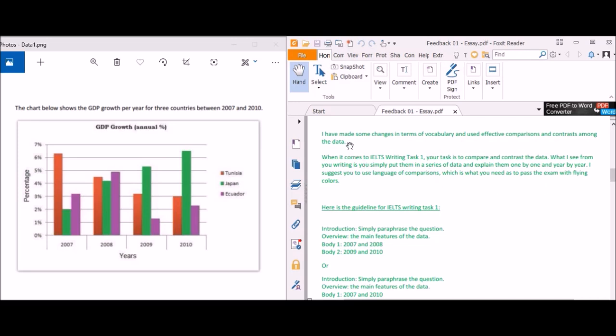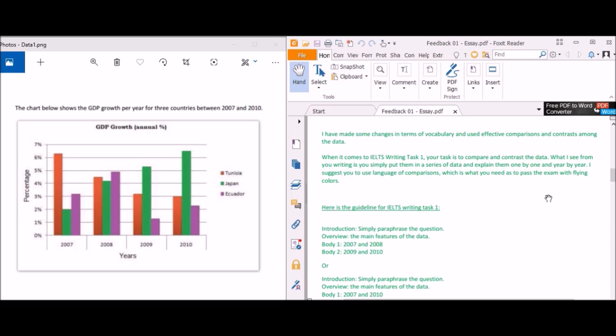And then this is my teacher's evaluation. He said that I need to make some changes in terms of vocabulary. So you need to nail some vocabulary and use effective comparison and contrast among the data. So these were my mistakes at that moment. When it comes to writing task 1, your task is to compare and contrast data. Now you need to underline this.